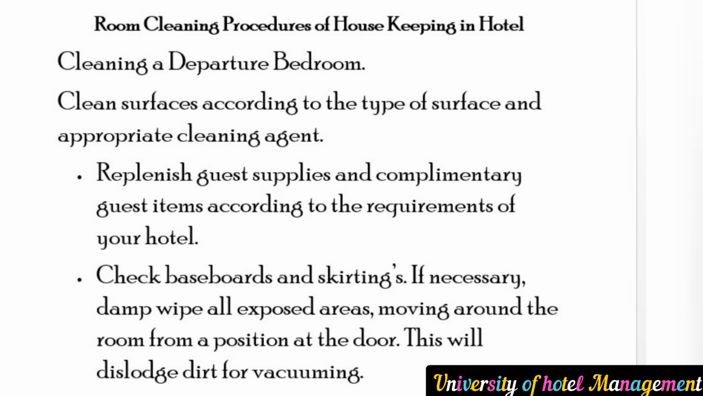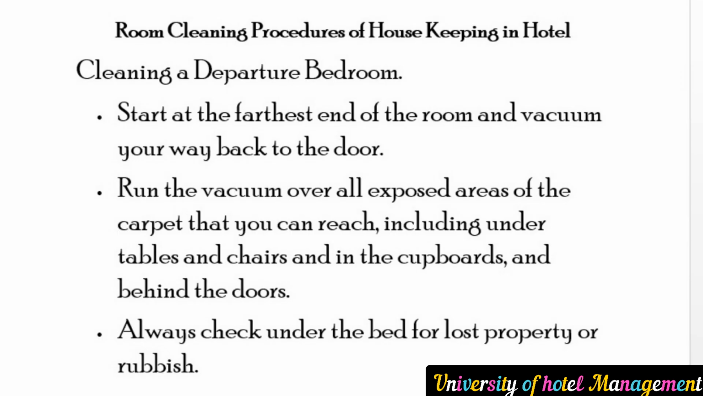Check baseboards and skirtings. If necessary, damp wipe all exposed areas, moving around the room from a position at the door. This will dislodge dirt for vacuuming. Start at the farthest end of the room and vacuum your way back to the door. Run the vacuum over all exposed areas of the carpet that you can reach, including under tables and chairs and in the cupboards and behind the doors. Always check under the bed for lost property or rubbish.